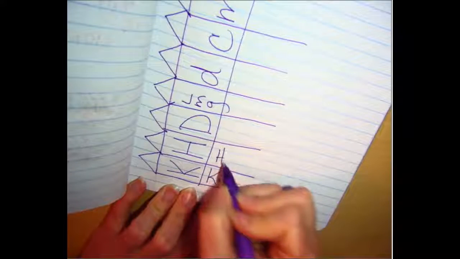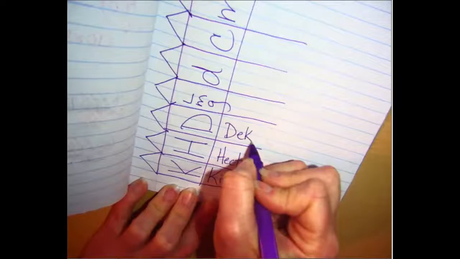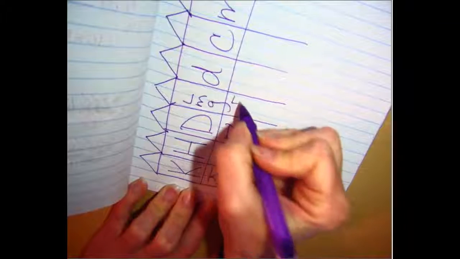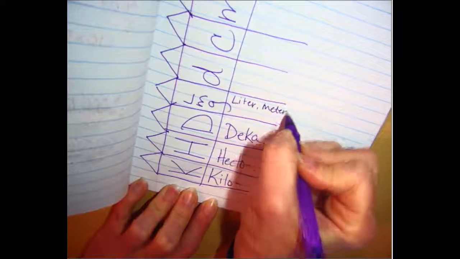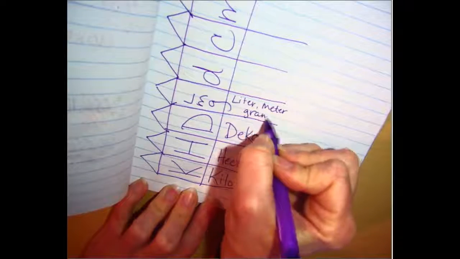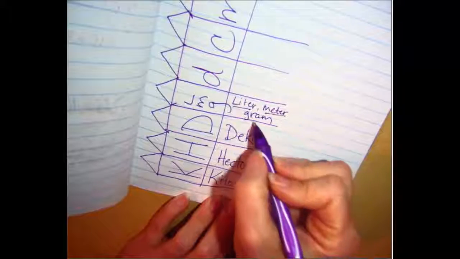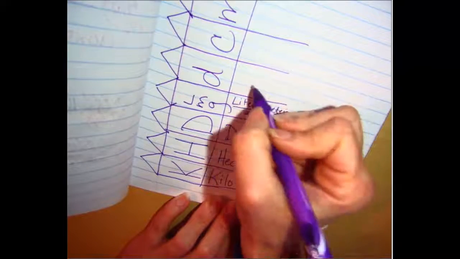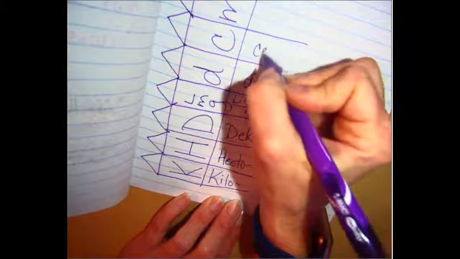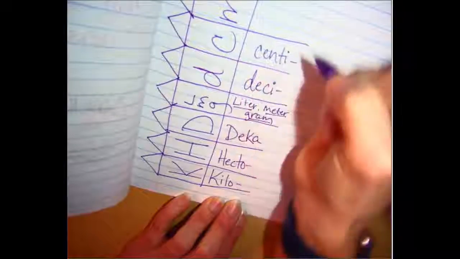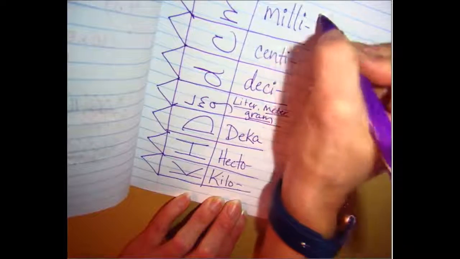Next we have Hecto. Then we have Deca. Then we have liter, meter, and gram. These guys are roomies in the middle. If you're doing a capacity problem, you're going to use liter, length, meter, weight or mass, gram. After that we have little deci, we have little centi, and tiniest of all, little milli. Aww.